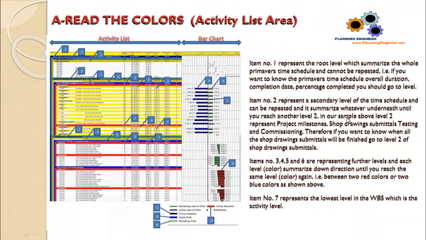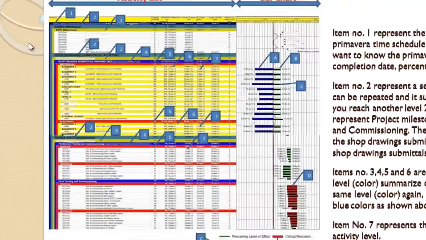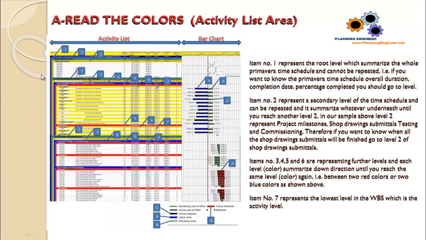In our sample, level 2 represents project milestones: shop drawing, submittal, testing, and commissioning. So here we have 3 level 2 items, this 1, 2, 3 of the same level. Each level summarizes this area, and this level summarizes this area, and this level summarizes the area below.